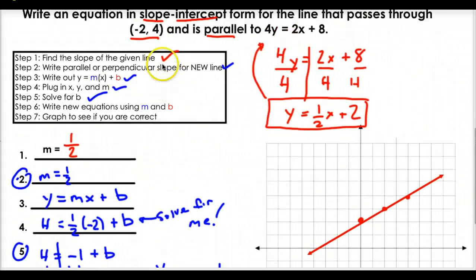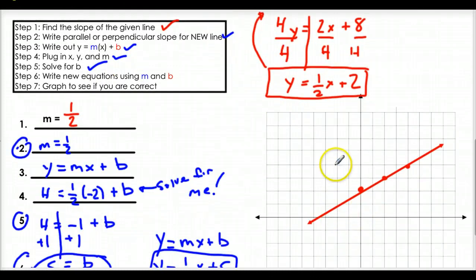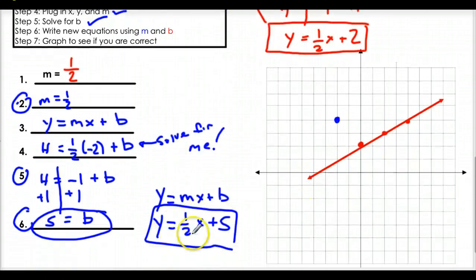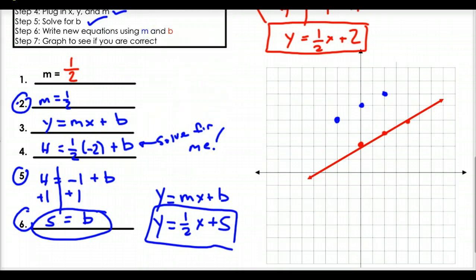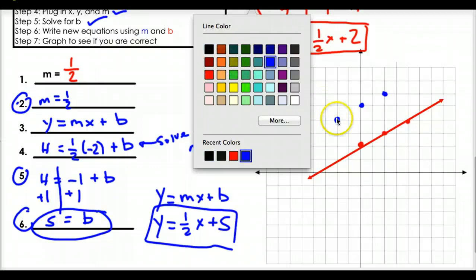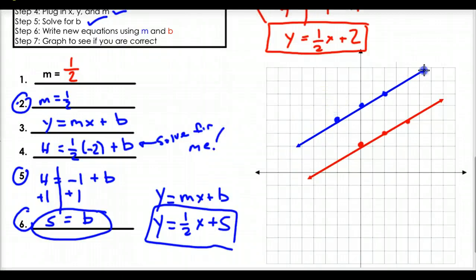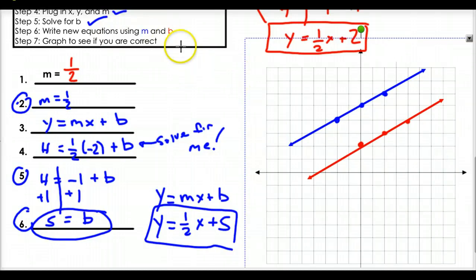Now our next line has to go through the point (-2, 4). So let's put that in blue. It's got to go through this point and it's got to be parallel to our original. And let's see if we did it. So the y-intercept is going to be 5, so 1, 2, 3, 4, 5. It's going to go right here. And the slope is 1/2, so it's up 1 over 2. And let's see if our new line goes through that point (-2, 4). Does it go through that point? Yup. Does it look parallel to our original? Yup. We did it. Awesome.